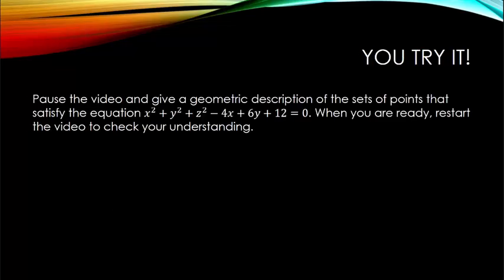Now you try it. Pause the video and give a geometric description of the set of points that satisfy the equation x squared plus y squared plus z squared minus 4x plus 6y plus 12 is equal to 0. When you are ready, restart the video to check your understanding.